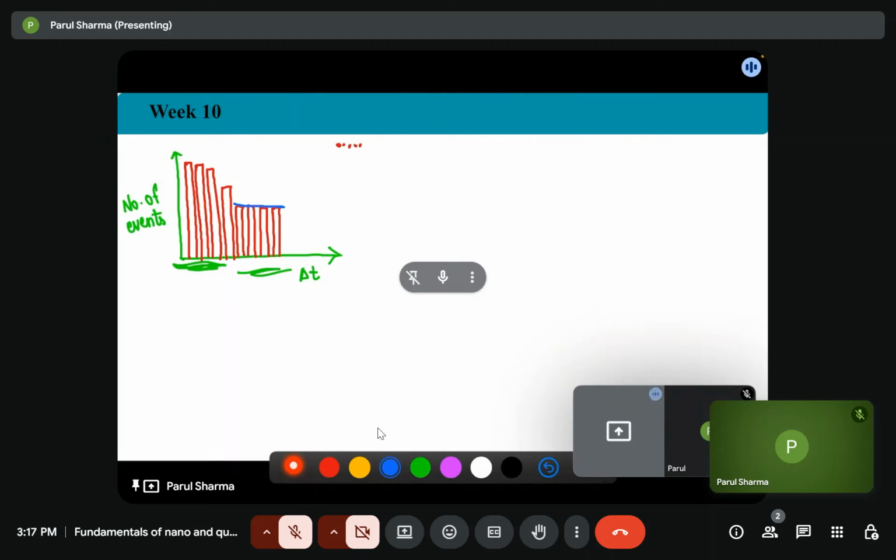So now, what will be the histogram for coherent light? This histogram was for the bunched light source. Now the histogram for coherent light.